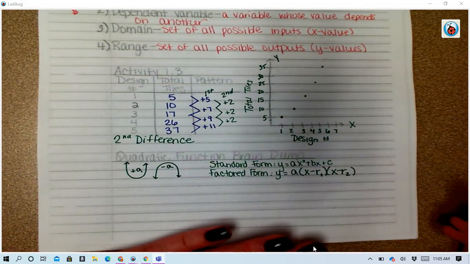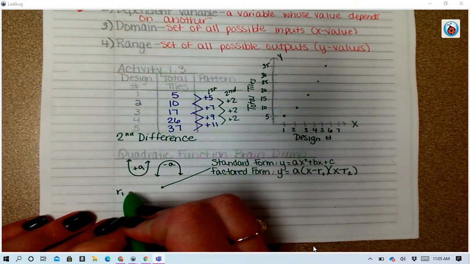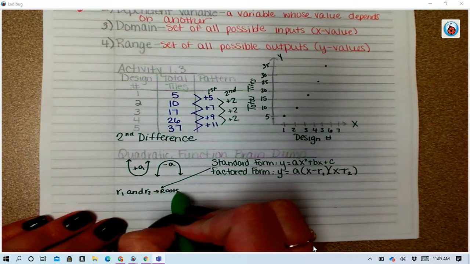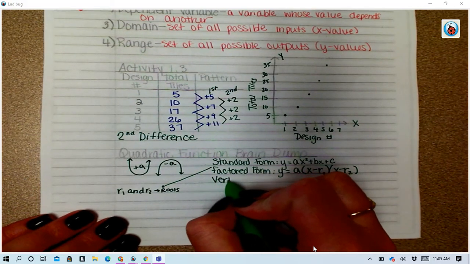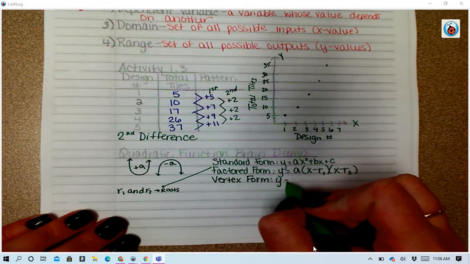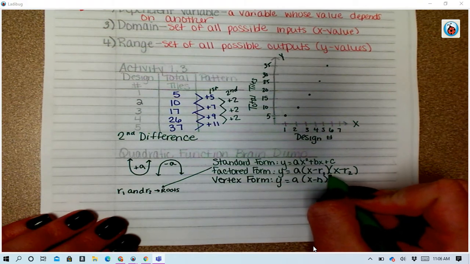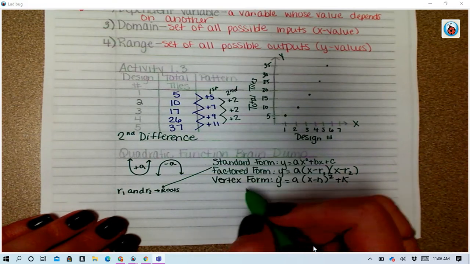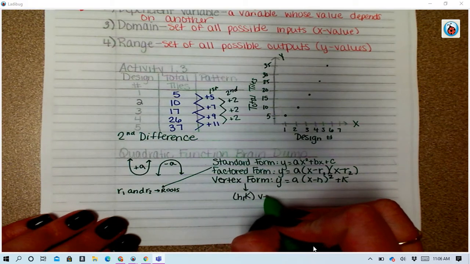In factored form, and I'm going to put it over here, in factored form, your r1 and your r2 tell you what your roots are. And then the last form is your vertex. So we have vertex form, and that's y equals a, x minus h, and that's squared, plus k. And in vertex form, your h and your k are your vertex.